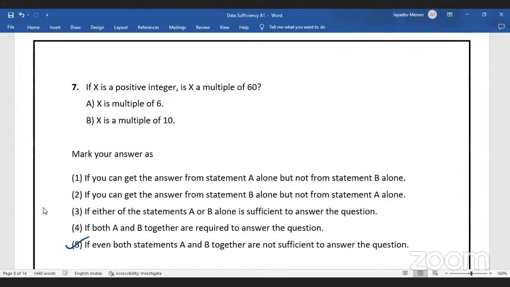If x is a positive integer, is x a multiple of 60? Statement A, x is a multiple of 6. X is a multiple of 6 means it can be 6, 12, 18, etc. It can be 60, 66, etc. 90, 96, etc. 120, 126, etc. So some numbers are multiples of 60, some numbers are not. So by using statement A alone, it is not possible to answer the question.